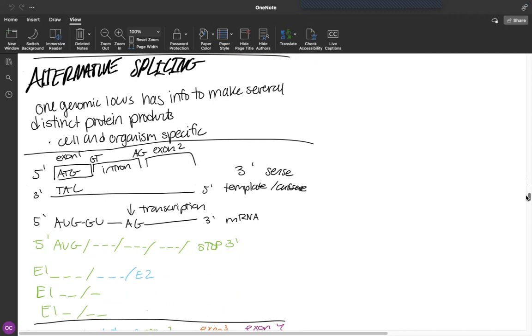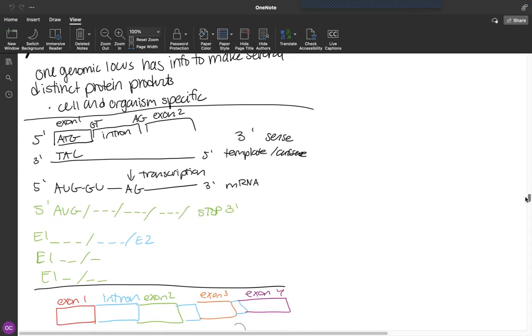Next is alternative splicing. The benefit to alternative splicing is that one single genomic locus has enough information to make several distinct protein products. This can be cell and organism specific. But something key to note is that you always have to have the full-length protein product. So you always have to produce that original one or else you'll have loss of function.